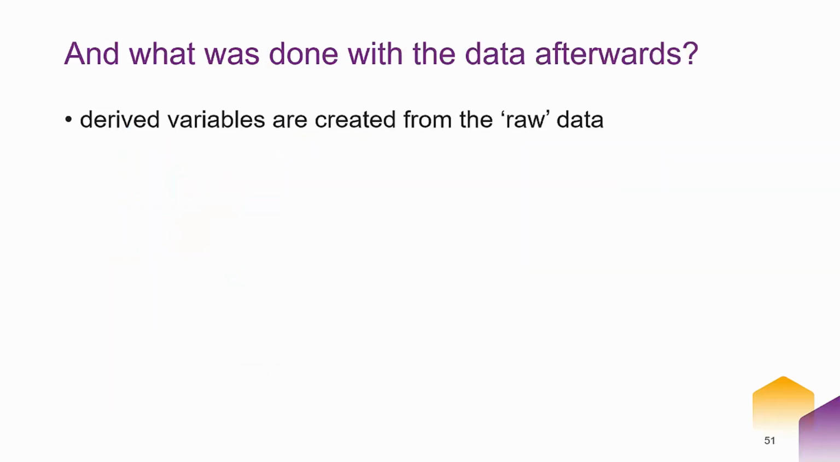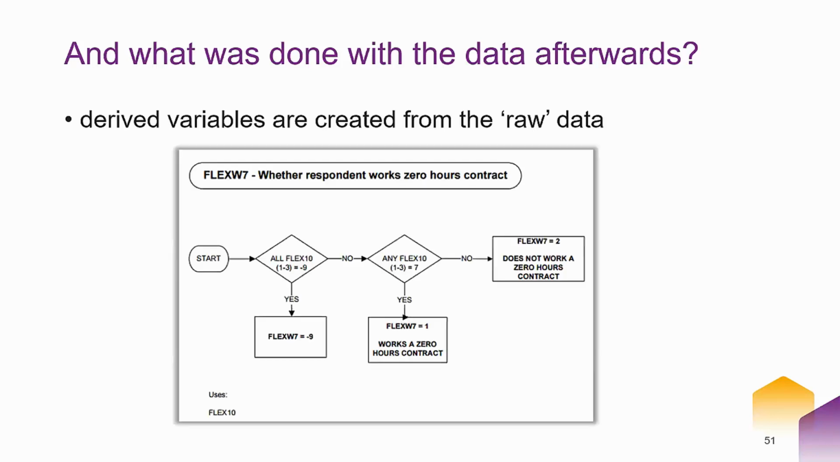As well as this, you can also find information about how the data was processed after collection. So an important thing to consider are the derived variables, and these are variables created from the raw data. This shows how the flex10 variables, which we talked about on the last slide, have been used to derive a new variable called flexw7.